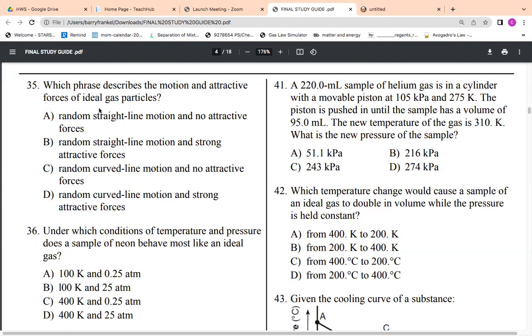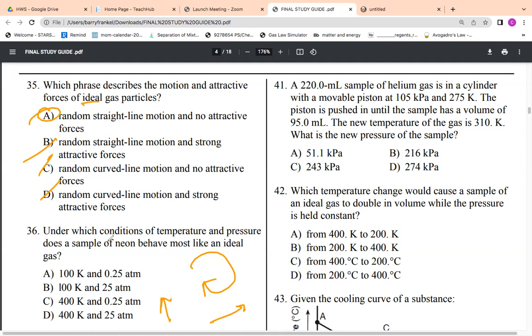Alrighty. Number 35. Which phrase describes the motion and attractive forces of ideal gas particles? I remember when we were doing this, I asked you guys to circle or highlight this entire slide to know all the things that describe an ideal gas. They are important to know. So ideal gases, do they move in random straight lines? Yes, they do not move in curved lines. They move in random straight lines. So it's definitely not C or D. Also, ideal gases have absolutely no attractive forces between them. So definitely not B. We're going to want to go with A.